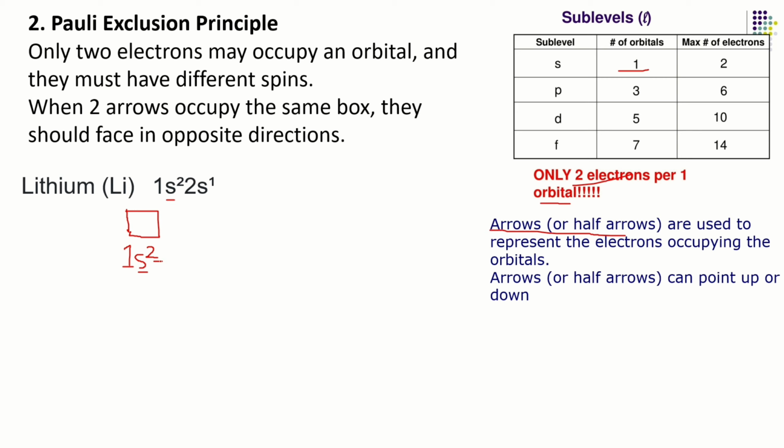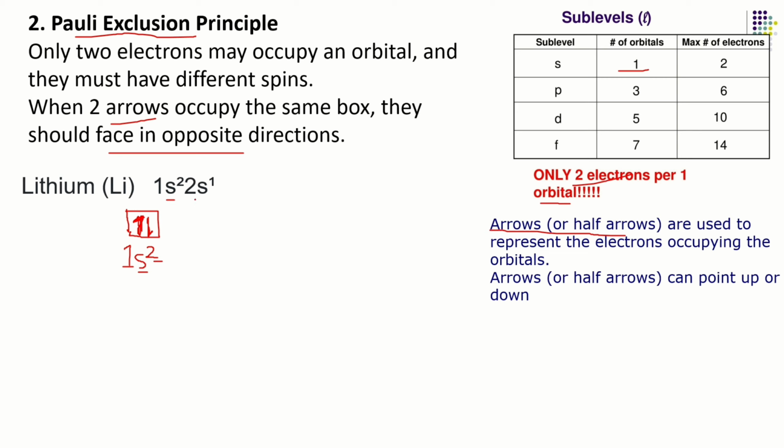So, how many arrows do we need to draw? 2 as well. So, let's have here 1 arrow. Okay, it is represented by arrow or half arrow. Again, in the Pauli exclusion principle, the arrows should face in opposite directions. So, 1 arrow points up and another arrow points down.